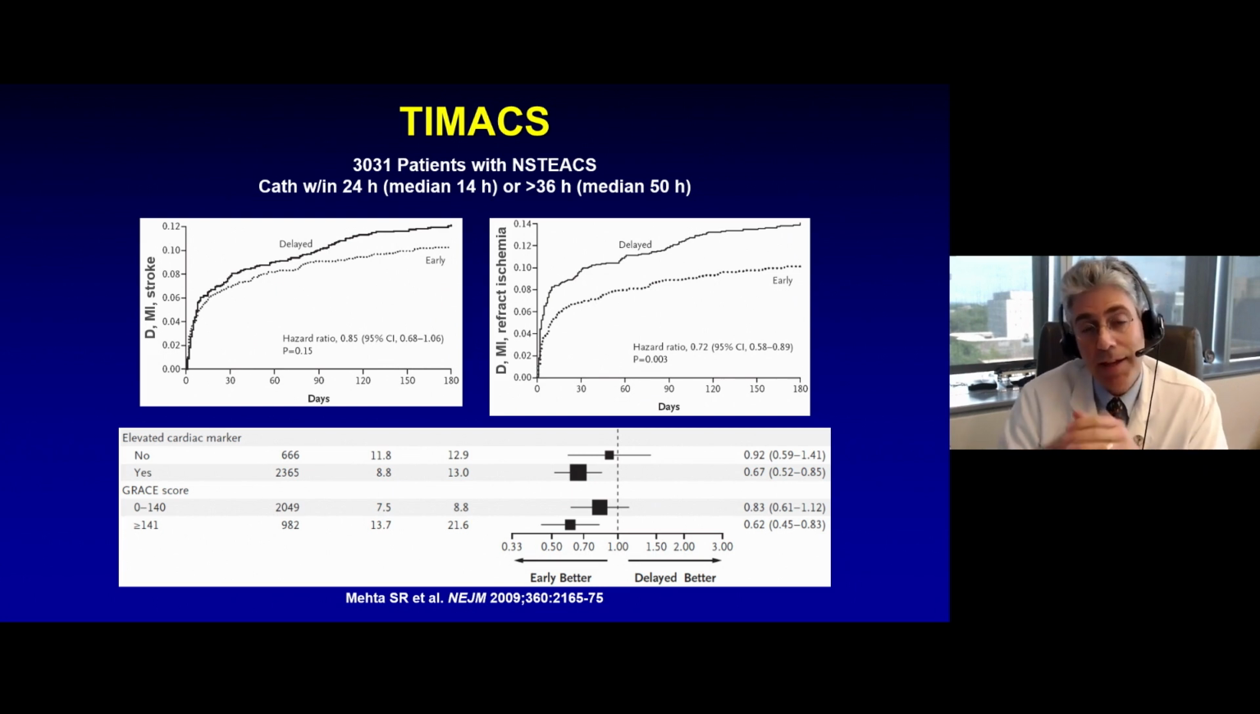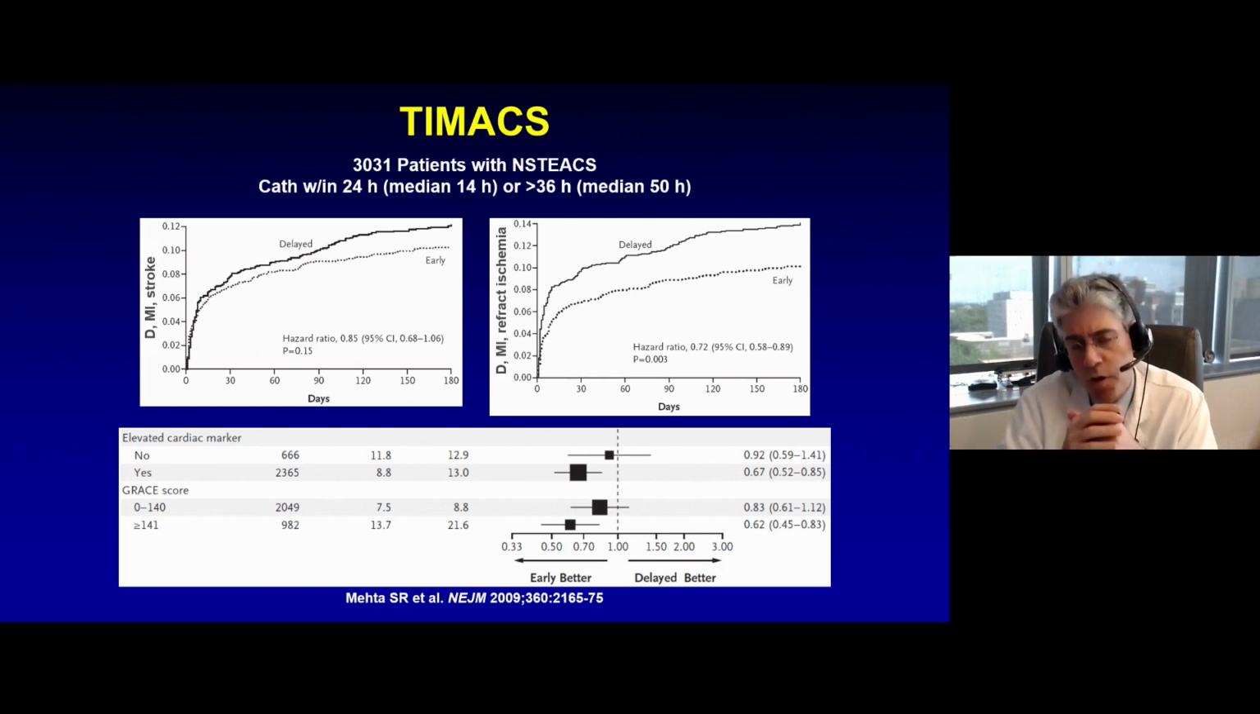What about the timing? That was an additional wrinkle I put into the questions. Well, that was studied by Shamir Mehta in the TIMACS trial, asking for these patients, all of whom went to the cath lab, should they go within 1 day? And typically it was about a half a day, median of 14 hours, or go after 36 hours, and that typically was a median of about 2 days. The overall primary endpoint just missed significance. It was a 15% reduction, but the confidence interval spanned 1.